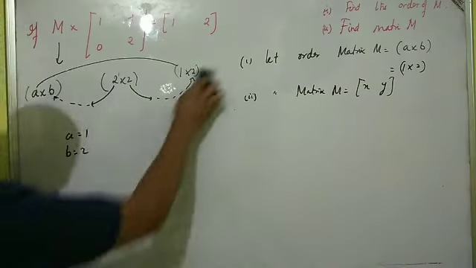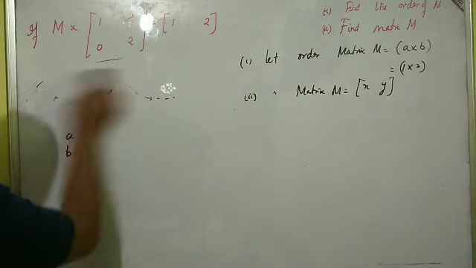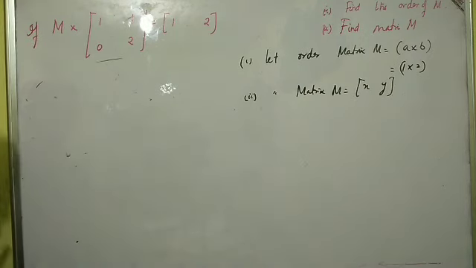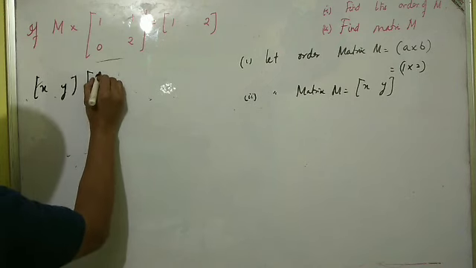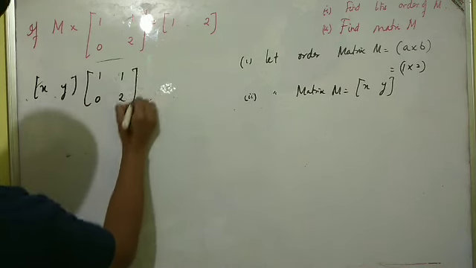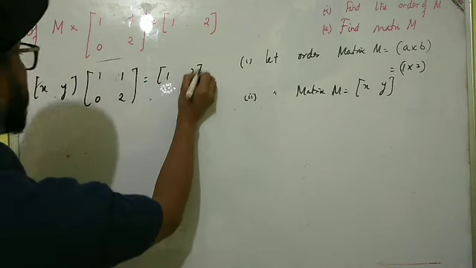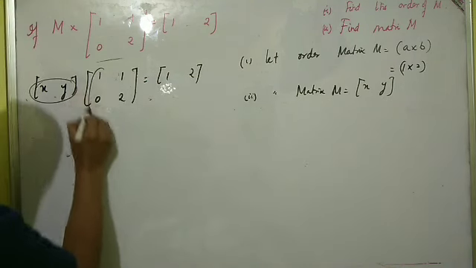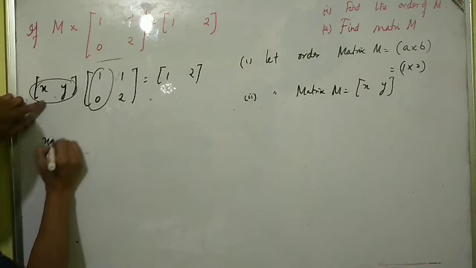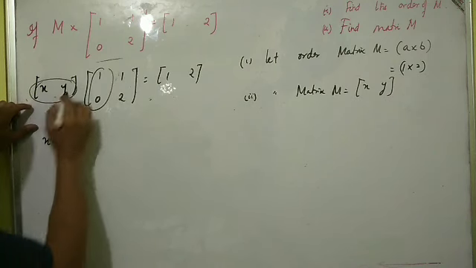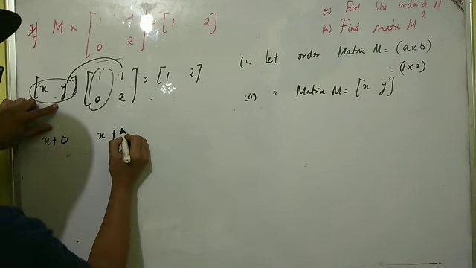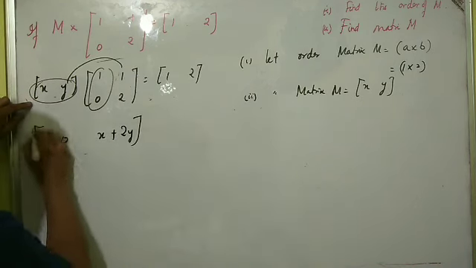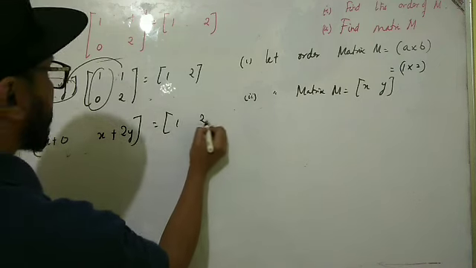Now how to solve it? Let's put that value here. So M is your X and Y. So this is your 1 0 1 2 is equal to 1 and 2. Now we do the same thing, multiply this into this. 1 into X is X plus 0 into Y is 0. Then this with this one, so X into 1 is X plus 2 into Y is 2Y. So we can easily find X and Y here, isn't it?